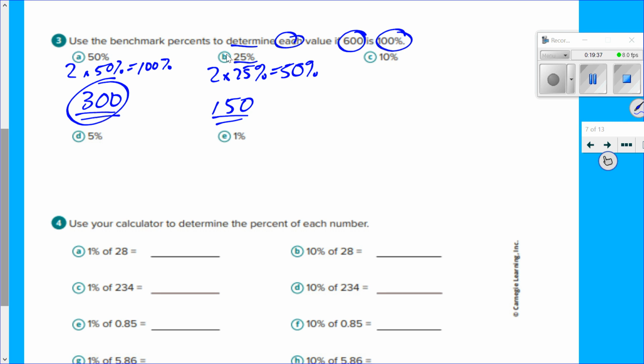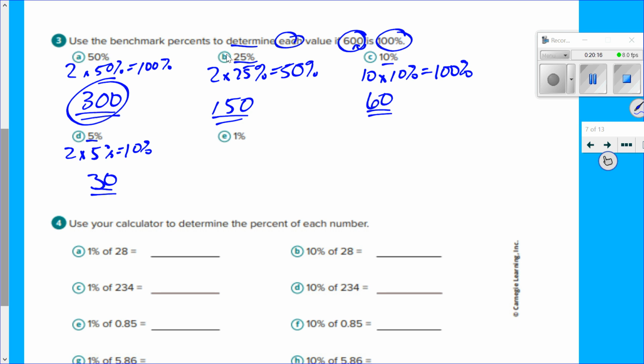Now my next one, I'm going down to 10%. So for this one, I'd go back to the original. And I would say, okay, I know there's 10 10%s in 100. So what number would I multiply by 10 to get to 600? Another way to think about that when I'm doing 10% is I'm just moving my decimal once. Now I'm down to 5%. So here I know there's two 5%s in 10%. So half of 60 would be 30.